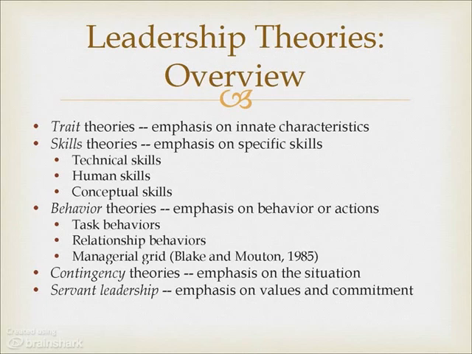We're going to talk about the trait theories in the book, which emphasize the innate characteristics of the individual: what traits they have, what their personality is like. Then there are skills theories, which emphasize specific skills that leaders would have, which would be technical, human, and conceptual. Then we move on to behavior theories, which emphasize behaviors or actions. This would include task behaviors, relationship behaviors, and the managerial grid by Blake and Mouton in 1985.